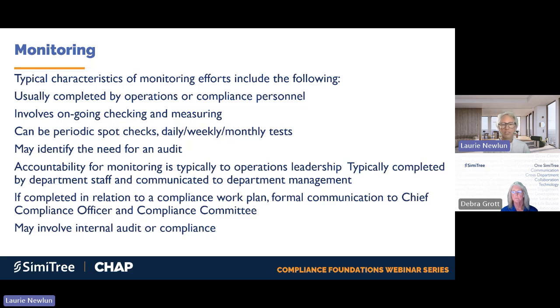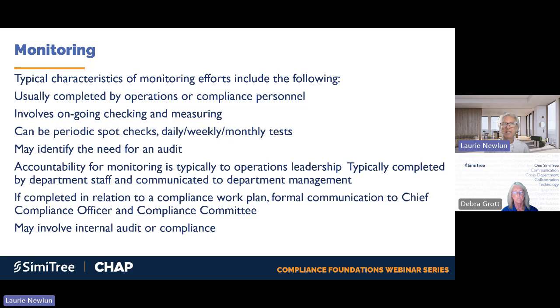When we go on to look at monitoring, this is that internal process that's utilized within the organization. The typical characteristics of monitoring efforts include the following. Usually they are completed by operations or compliance personnel, so they're done within the organization. They may be done within a department or by someone who works with that department to monitor areas of importance within that department. They involve ongoing checking and measuring. So this is a continuous process. It could be that it happens over a long period of time, or it may be short, if there are small things that you want to see that you've really hardwired change within your organization.